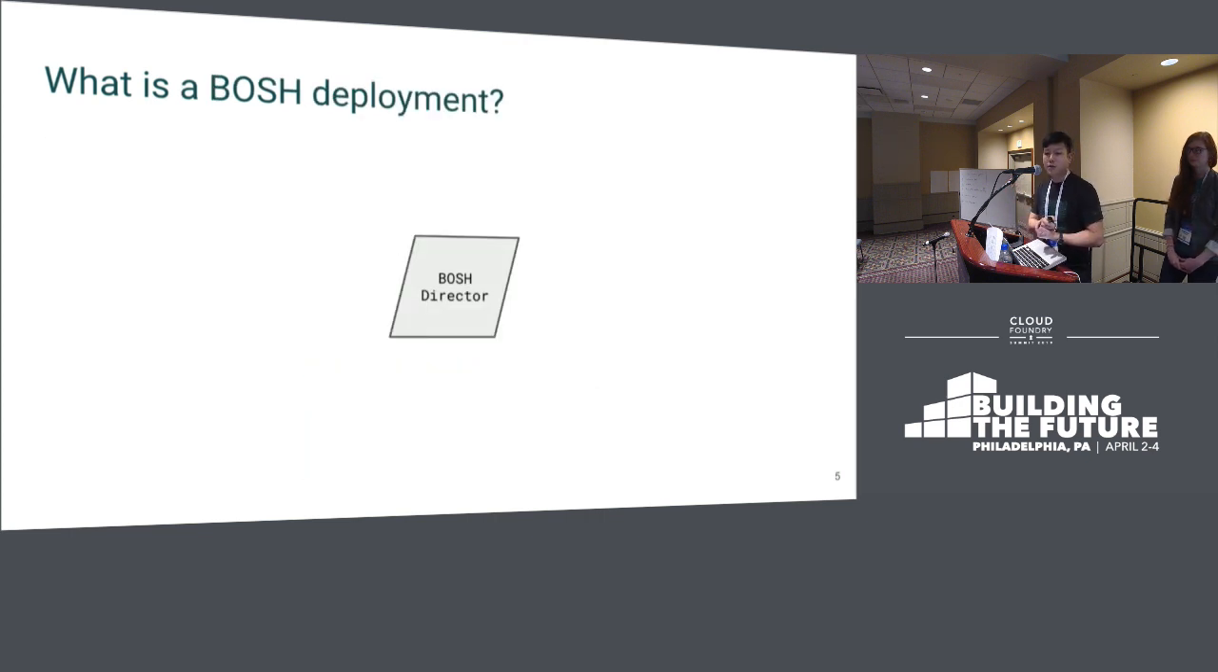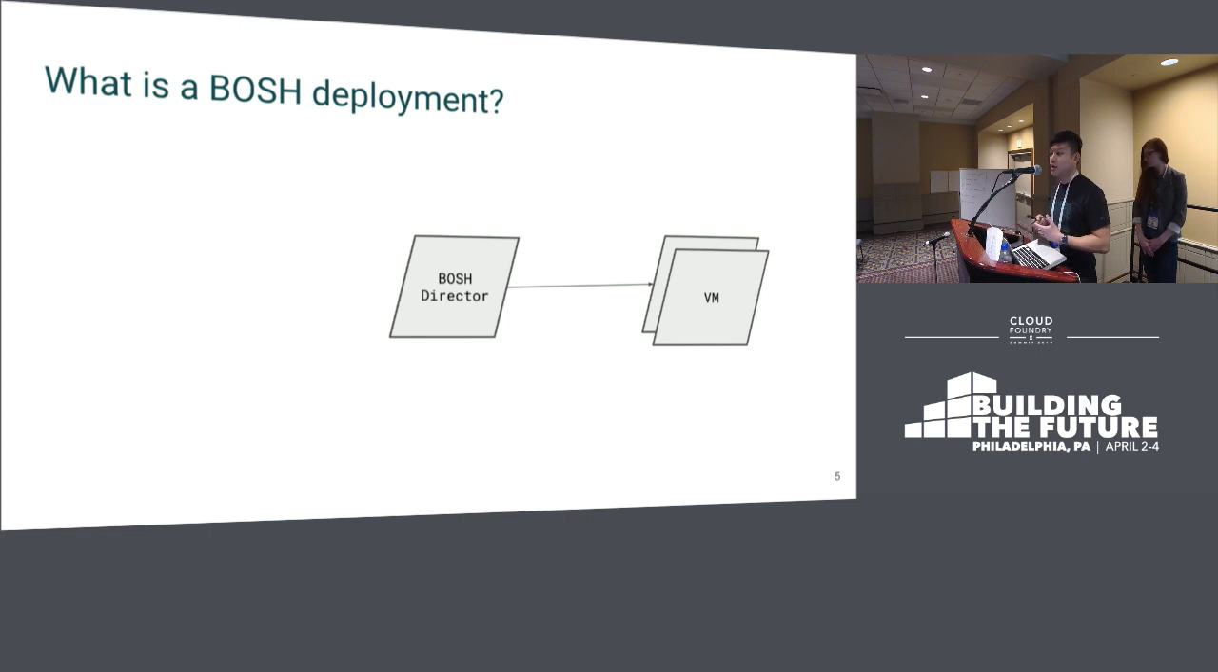So a BOSH deployment starts off with the BOSH director, which is just a VM running BOSH software. And it has a special ability to create VMs. It's connected to a CPI, a cloud provider interface, like Google or Amazon or OpenStack. And it creates VMs. And when it does that, we call those BOSH deployments. So one or a set of VMs is a BOSH deployment.